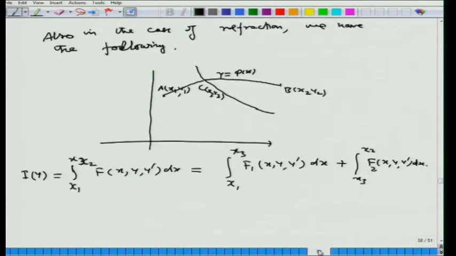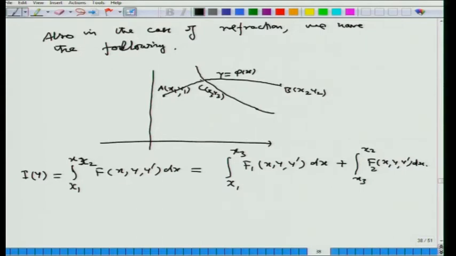Now, in the case we have refraction, the figure is explained here. In the case of refraction, the point A is on one side and the point B is on the other side of the function y equal to phi x. And so, here we have different mediums, the light ray is travelling from one medium to another, and obviously then the integrand will be discontinuous at C.